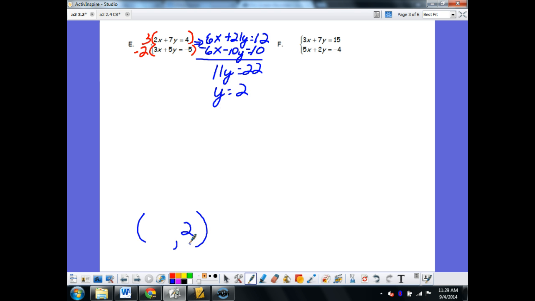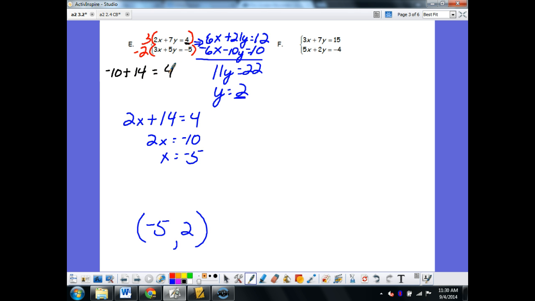So to find the x-coordinate, I will take that 2 and plug it in for y in one of these two. Again, it doesn't matter which one. I'll choose the top. So 2x plus 7 times 2, which is 14, is equal to 4. So now I solve this for x by subtracting the 14 and dividing by 2. So I get negative 5. And again, just to run a quick check, in the top equation, I have 2 times negative 5 plus 7 times 2, which is in fact 4, so that works.